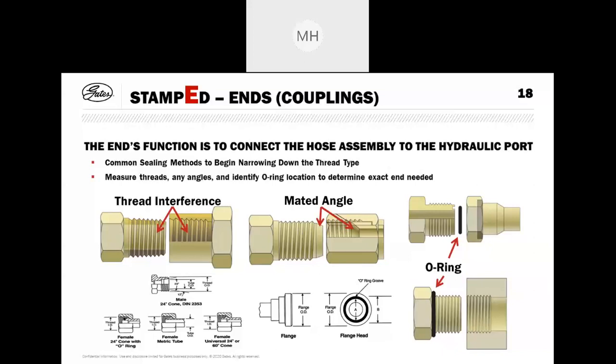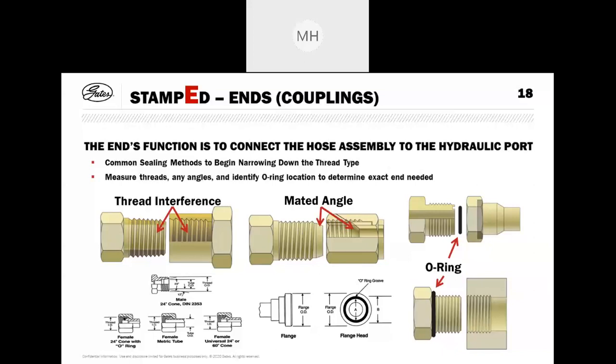Over to the bottom left-hand side, I've included some information on the metric style. Now, metric is becoming more and more common. It's very, very common out of Europe. The Germans do a lot of metric style fittings there, and we're seeing more and more in our day-to-day work. So I've included what the males are, then obviously all the females.